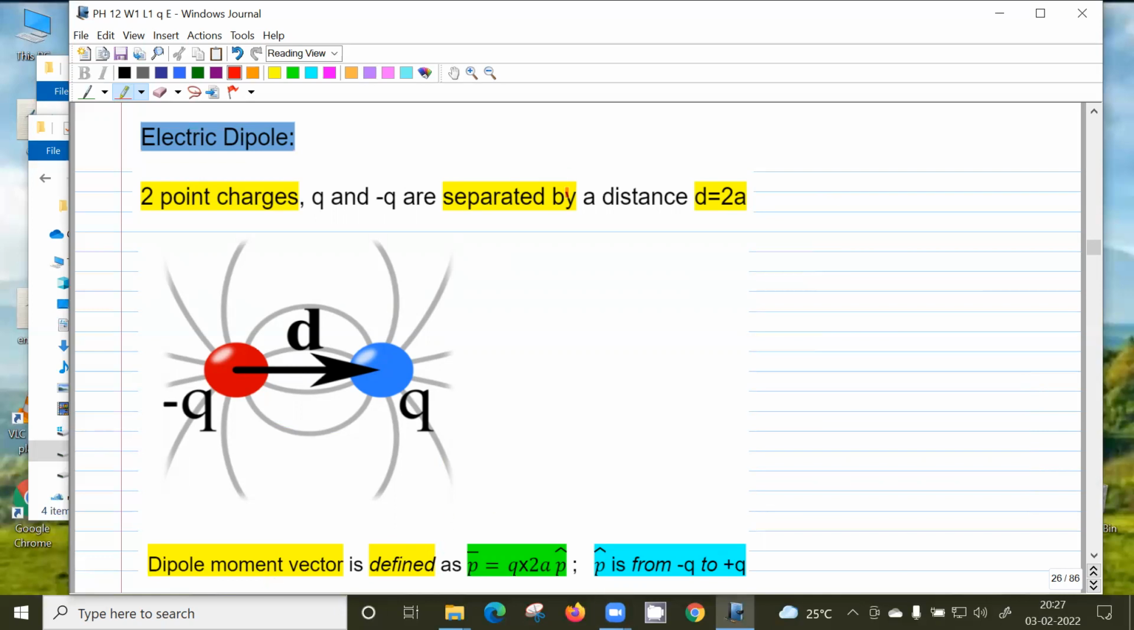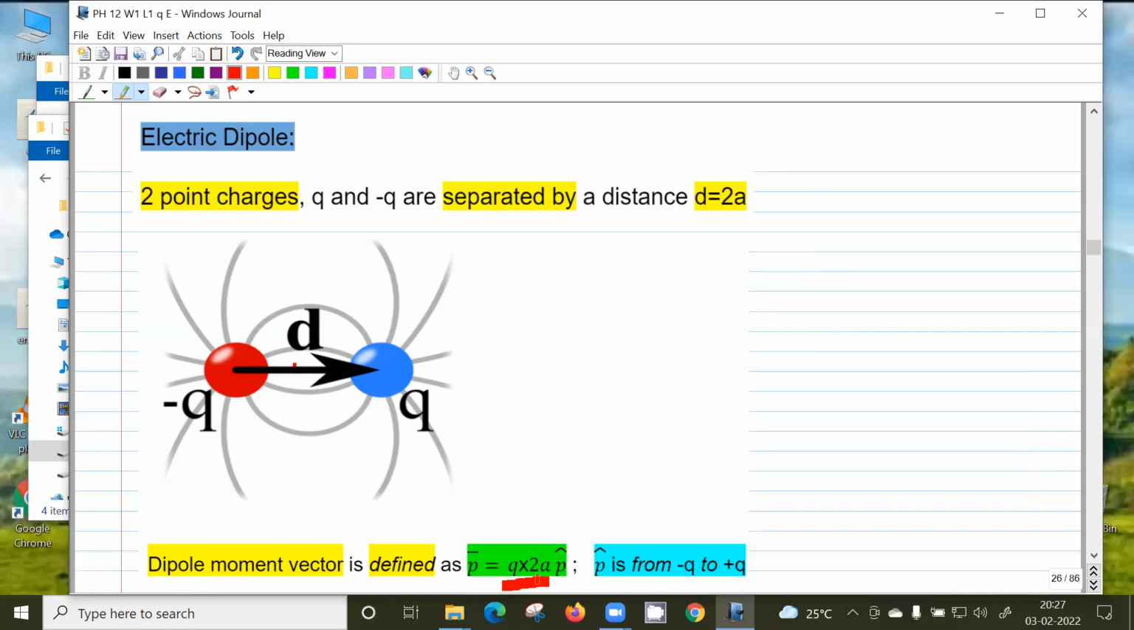And we can associate a vector to this thing. So we can define a dipole moment. The magnitude of it is the charge q into the separation. Separation I can represent either by d or 2a. If you assume this middle point is the origin, the coordinate of this charge will be plus a, and the coordinate of this one will be minus a. So in that case, the distance between these two will be 2a.